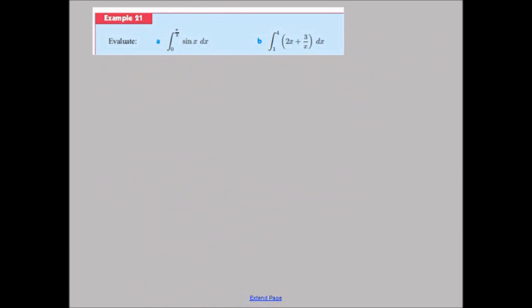Okay, next example 21. Evaluate this integral, sine x dx from 0 to pi over 3. All right, so take the integral of that. The integral of sine x is, I always forget these ones. Let me see. If I'm differentiating, sine x goes to cos x, and cos x goes to negative sine x. So if I'm going back the other way, negative sine x becomes cos x. This is a positive sign, so it ends up in a negative cos. Okay, so negative cos x.